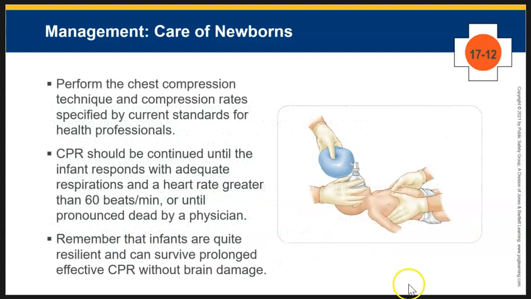So remember, ideally in two-person CPR for a newborn, we're going to encircle the chest using our thumbs over the sternum as our current standard indicates, and we'll continue that CPR along with the ventilations through BVM until we get that heart rate greater than 60 beats per minute. Remember, infants are pretty resilient and they can survive prolonged effective CPR.